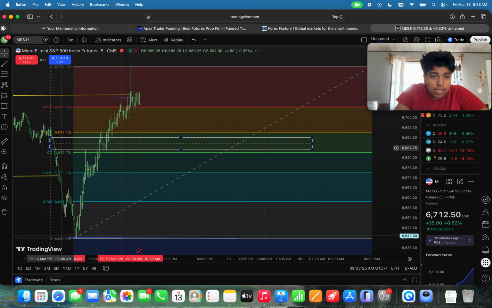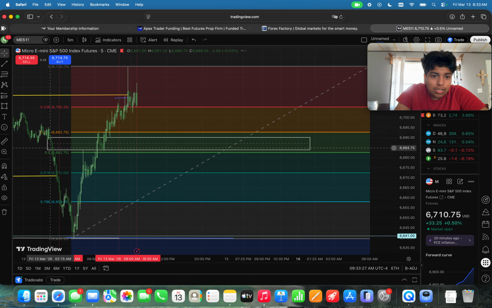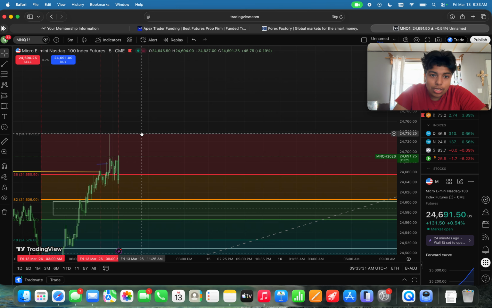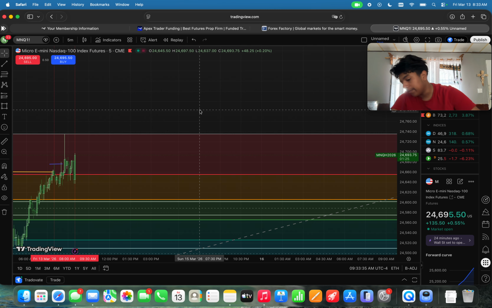Okay, well, let's look at ES and Nasdaq. You can see they're both just staying there. If this starts getting a big push up, then we're going to go on to the 1 minute, find a retrace, and then we're going to go on from there.